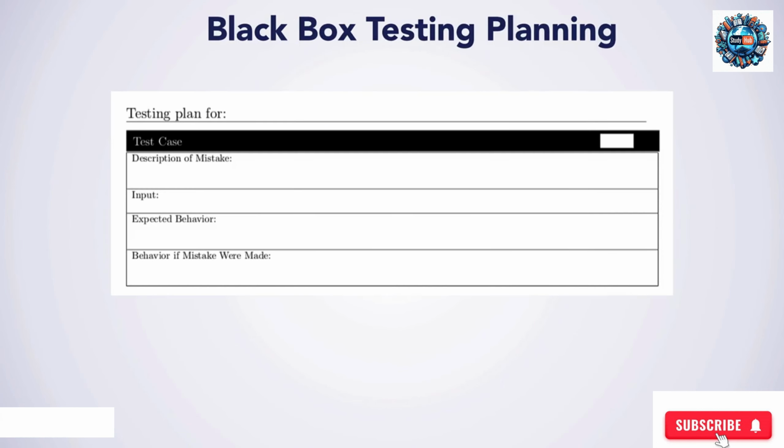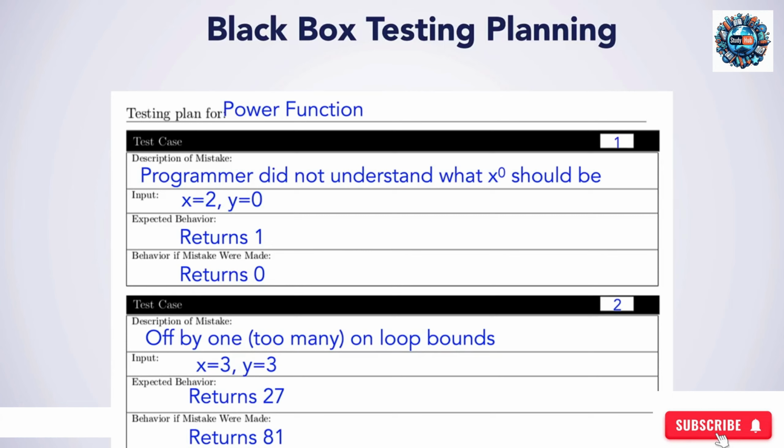One way we like to encourage new programmers to think through black box testing is by making a little worksheet where you describe each test case, saying what mistake you think a programmer might make, what input you want to use to test for that mistake, what output you expect to get if the program is correct, and what output you expect to get if the mistake were made. For our power function, we have two examples of such test case planning here.